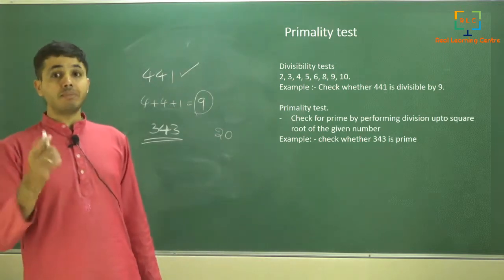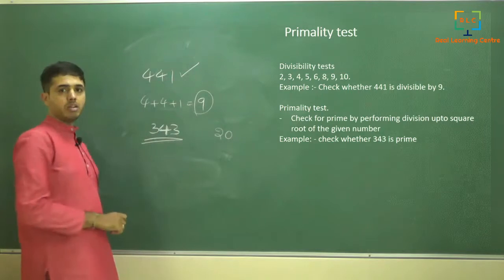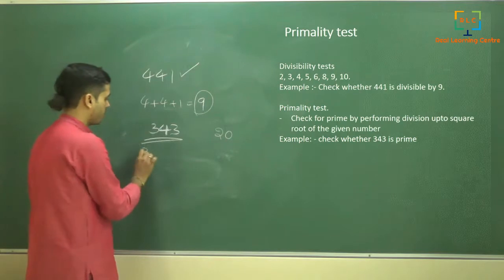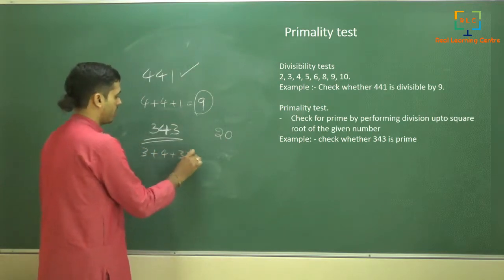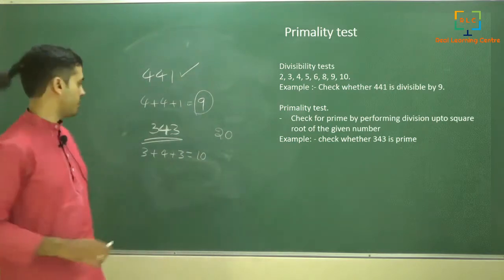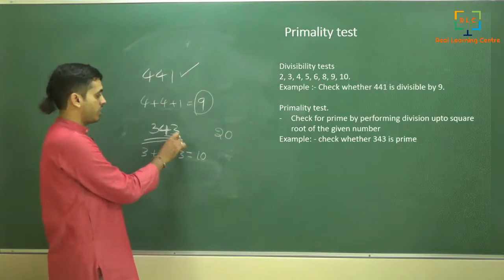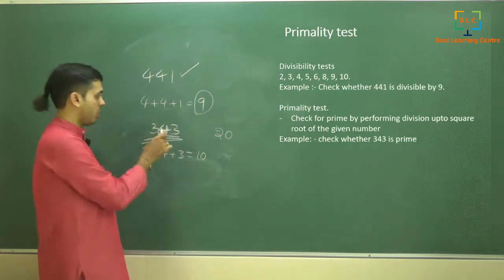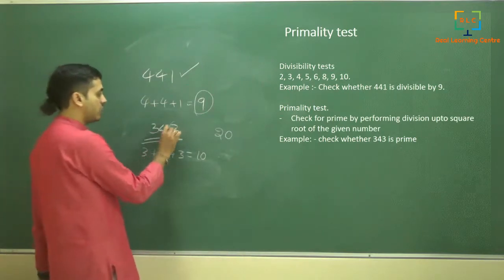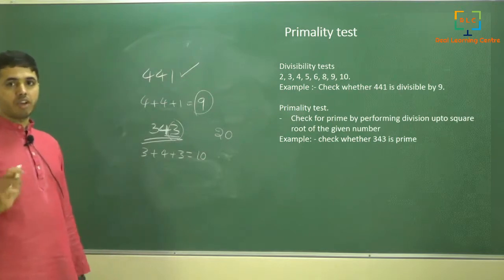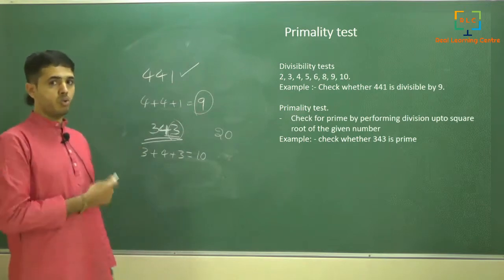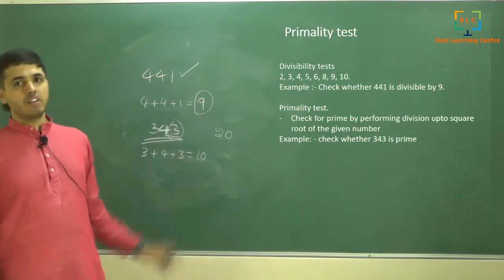Okay. So let me check whether it's an even number. No. So 2 is ruled out. Now for 3, add the digits. 3 plus 4 plus 3, we get 10, which is not a multiple of 3. Hence, yeah, it is not divisible by 3. What about 4? Take these 2 digits. 43. 40 is divisible by 4. 43 is not divisible. Hence, it is not divisible by 4. What about 5? The last digit, that is 3 here, is not 5 or 0. Hence, it is not divisible by 5. What about 6? Since it is neither divisible by 2 nor by 3, it is not divisible by 6.